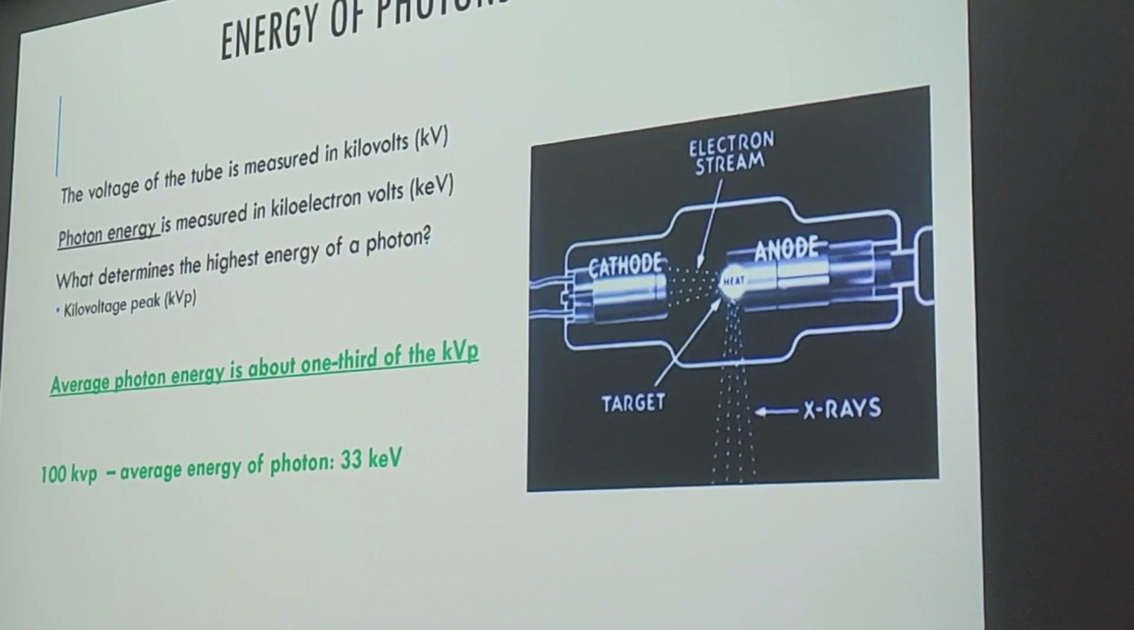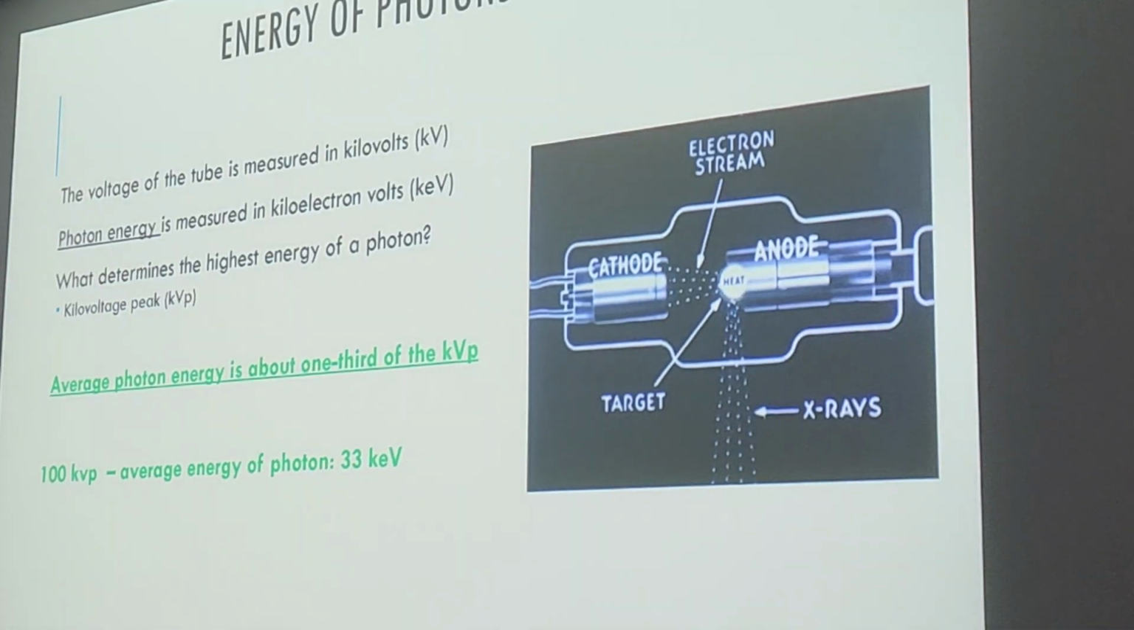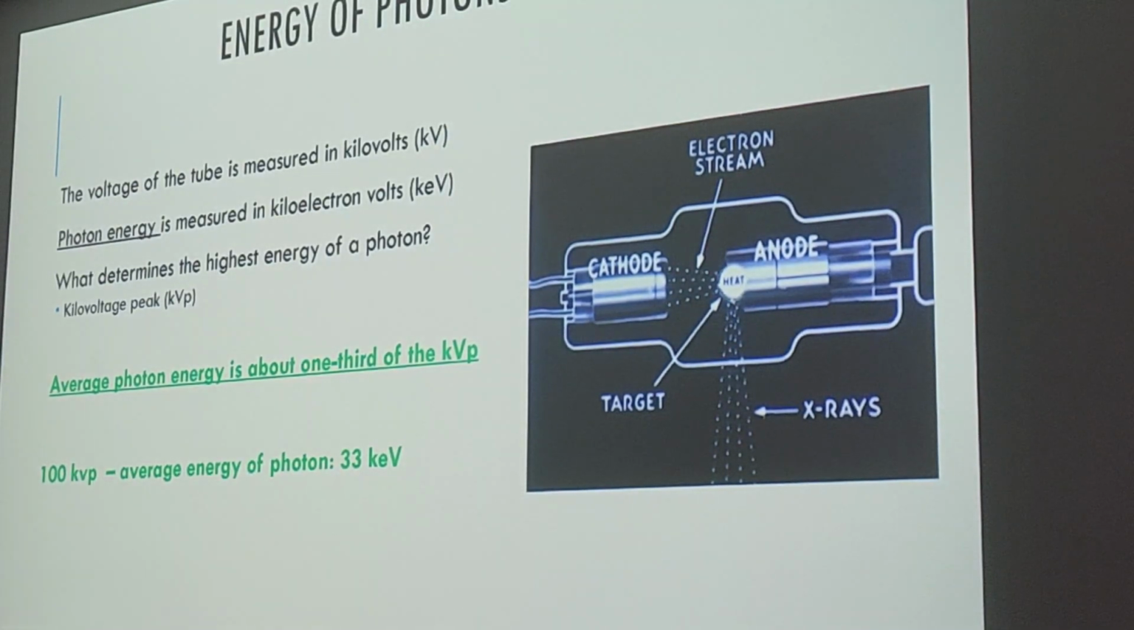Okay, so if I gave you a question: a technologist sets a kVp of 70. What is the average energy of the X-ray photons? One third of 70, so 70 divided by 3, which would be 23, 20-something. But you get the idea that you divide it by 3, right? It's in keV. So the rule is one third of the kVp that's applied is the average energy.